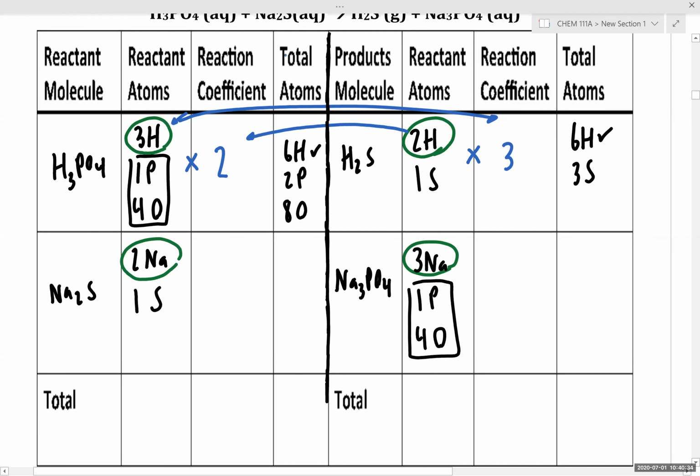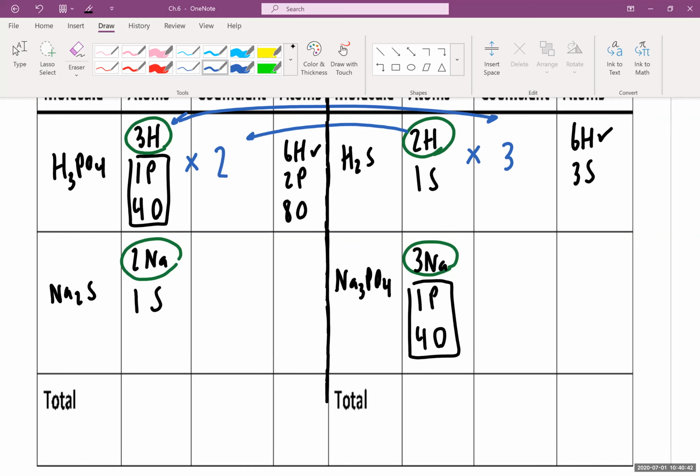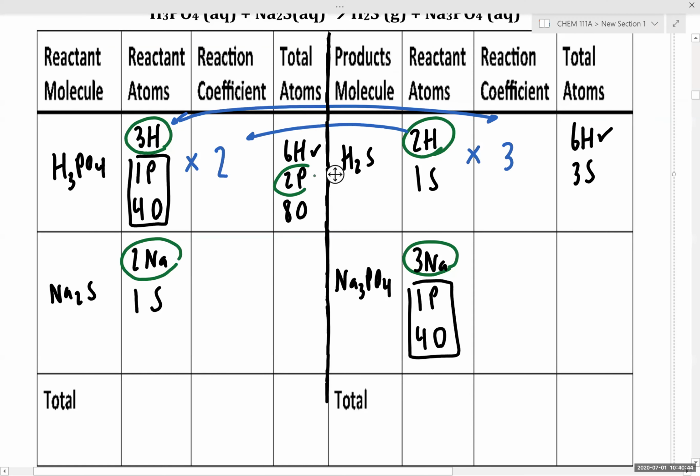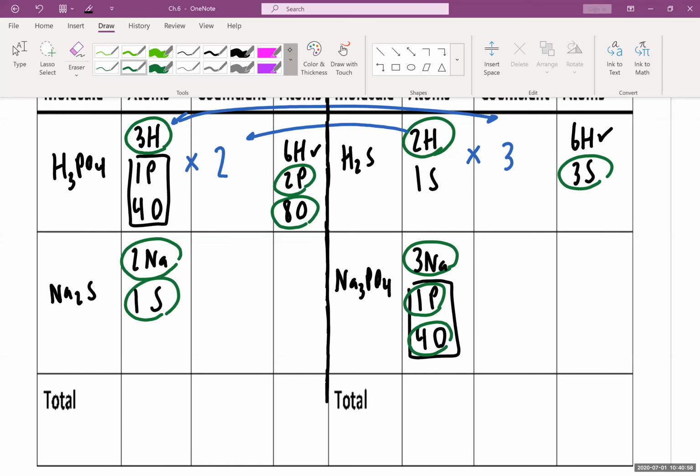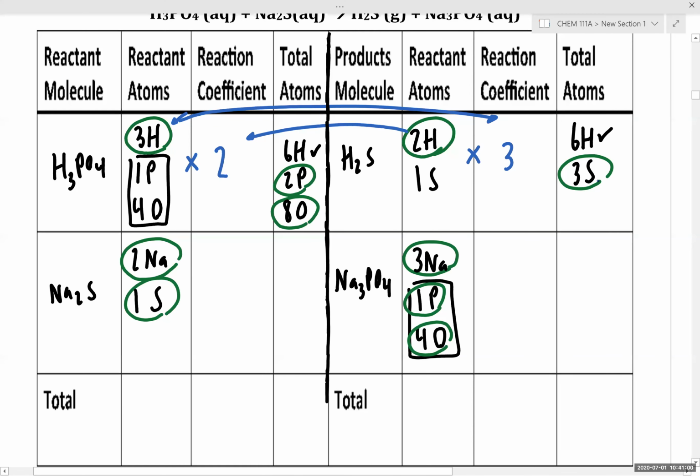Now, looking, we see that phosphorus, so I'm going to put a circle around them. Now we see we've unbalanced phosphorus and oxygen, and sulfur is not balanced. So it seems like we just made a bigger mess, but we can break this down piece by piece. So let's move on to balance sulfur.